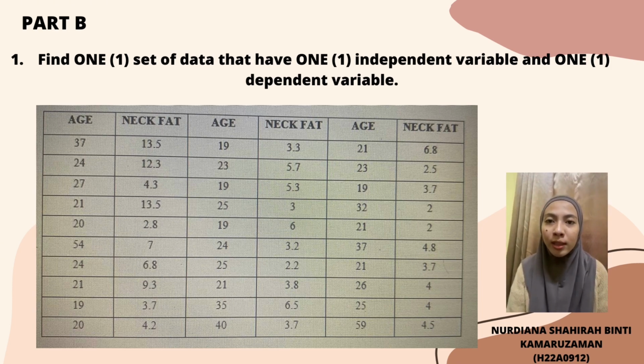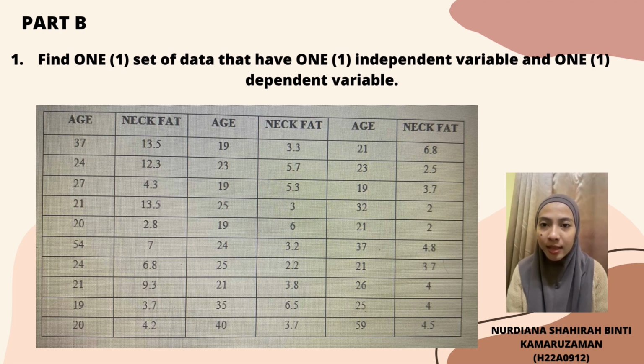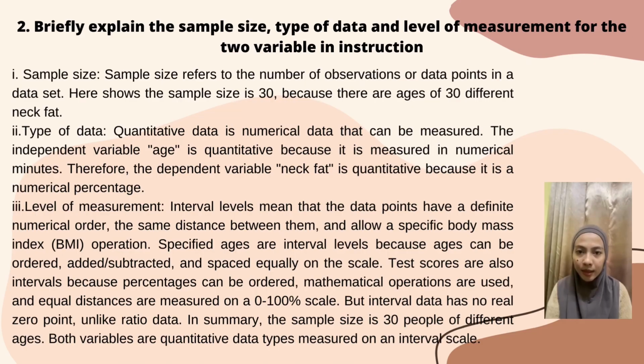Now, I want to present about finding one set of data that has one independent variable and one dependent variable. Age is the independent variable and net fat is the dependent variable. Sample size refers to the number of observations or data points in a dataset. Here the sample size is 13 because there are 13 different net fats.